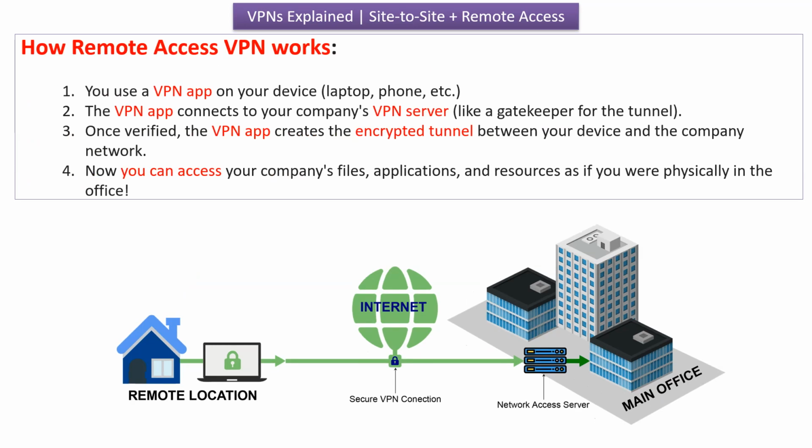Now we will see how remote access VPN works. You use a VPN app on your device. The device can be a laptop or phone. The VPN app connects to your company's VPN server. Once verified, the VPN app creates an encrypted tunnel between your device and the company's network. Now you can access your company's files, applications, and resources as if you were physically in the office.